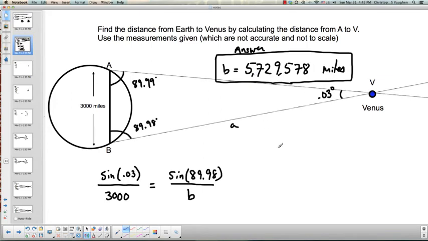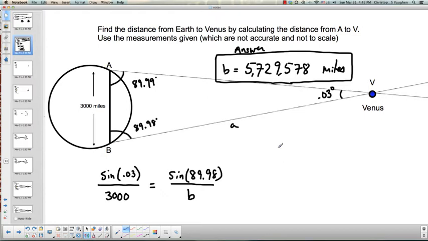Okay, so we just found the distance from point A to point V. We find the distance from Earth to Venus by calculating the distance from A to V, and we use the measurements that were given. They are not accurate, they're not to scale, but based on what we're given here, we come up with an answer of 5,729,578 miles. And that's very similar to the principle of parallax.